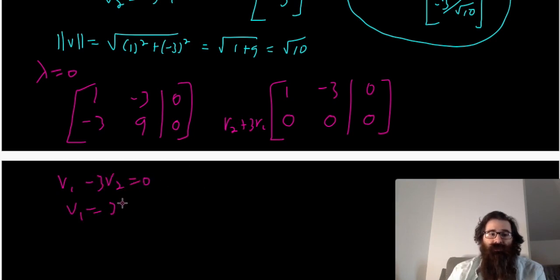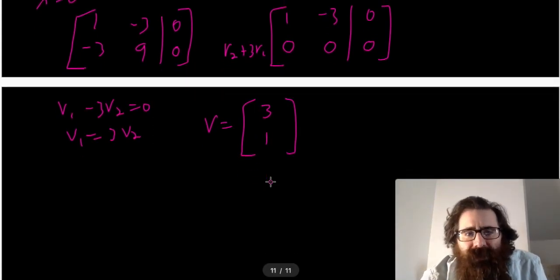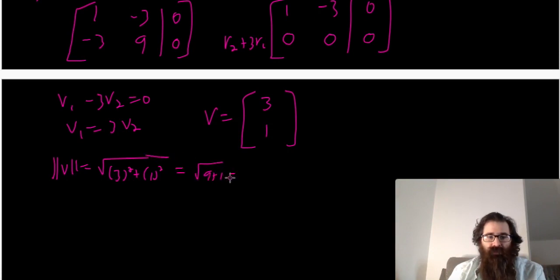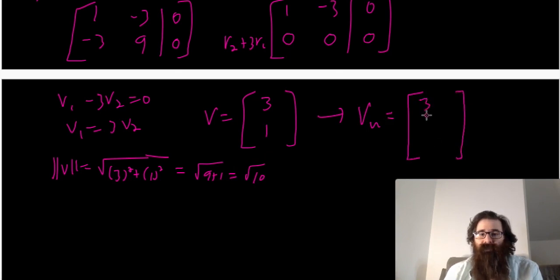Or that v1 equals 3 times v2, and building my vector, we'll say let's let v2 be 1. v1 is 3 times that, so I get vector 3, 1. And you know it's got to be a unit vector, so find the length, norm, or magnitude of this vector. Square root of 3 squared plus 1 squared gives me square root of 9 plus 1, gives me square root of 10. I can go ahead and then scale this, so we get a unit vector for the eigenvector now, in the same direction. That's 3 over square root 10, and 1 over square root 10.